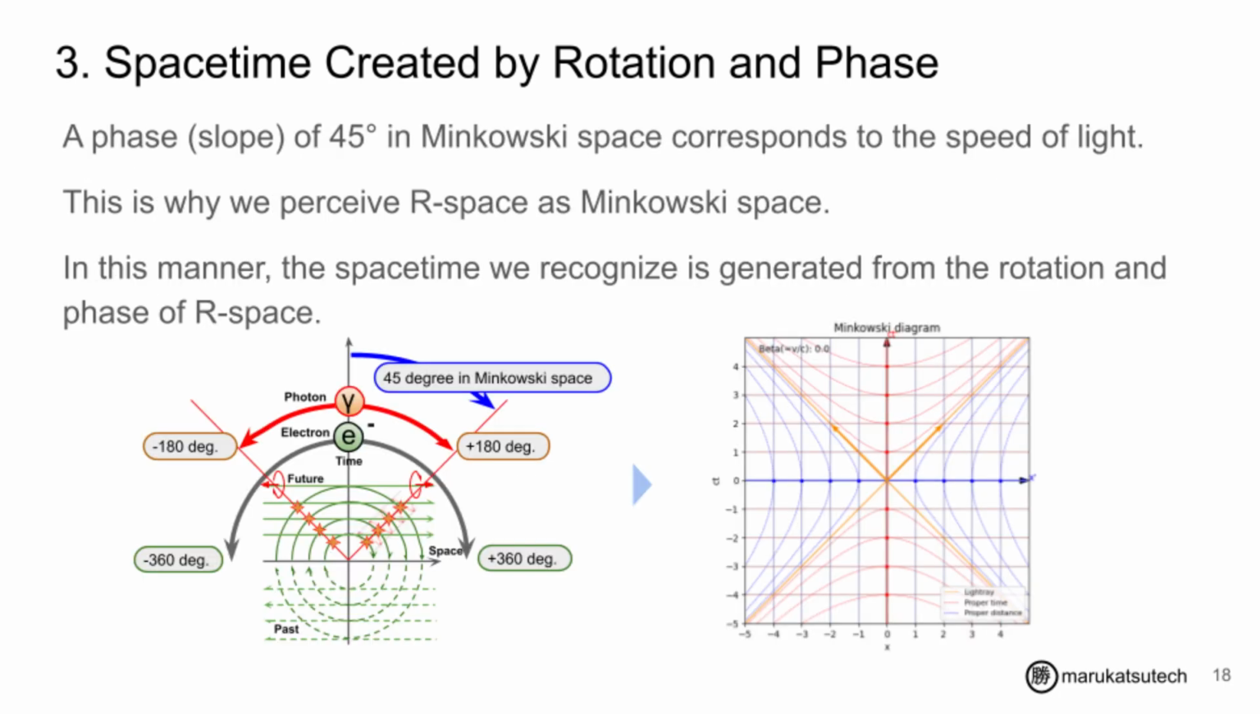A phase slope of 45 degrees in Minkowski space corresponds to the speed of light. This is why we perceive our space as Minkowski space. In this manner, the spacetime we recognize is generated from the rotation and phase of our space.